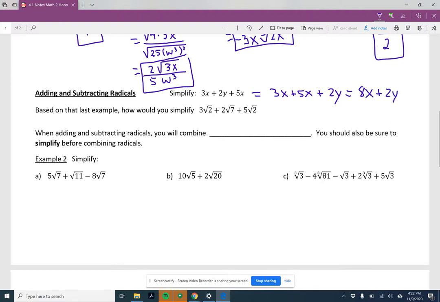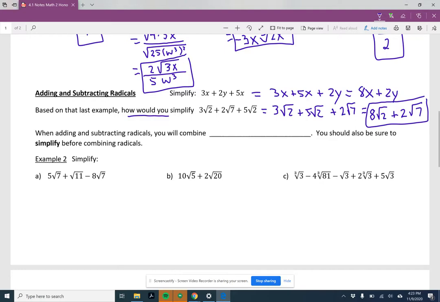Now, the way this is going to help us is when we're doing radicals, think about this. How would you simplify this? You're going to do the same kind of thing. You're going to do 3 square roots of 2 plus 5 square roots of 2. Notice this one's a square root of 7, and it's different. So we find the ones that are alike, and we combine them. 3 plus 5 is 8. So we have 8 square roots of 2 plus 2 square roots of 7. Same idea as adding 3x plus 2y plus 5x.